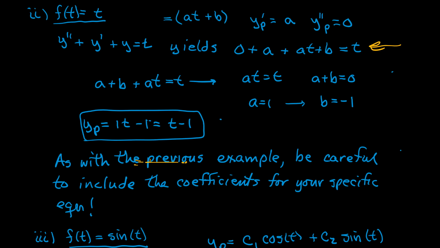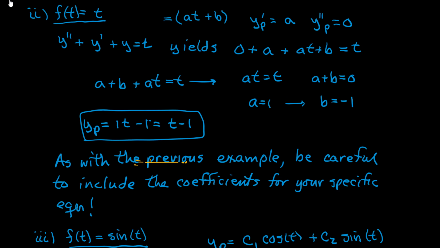So just like solving a system of linear equations, we're going to create an equation that just has the same power of t. So we have a times t equals t. That means a equals 1. We're also going to have these constants a and b, which is going to give us a plus b equals 0. Using a equals 1 from our previous equation, this gives us b equals -1.